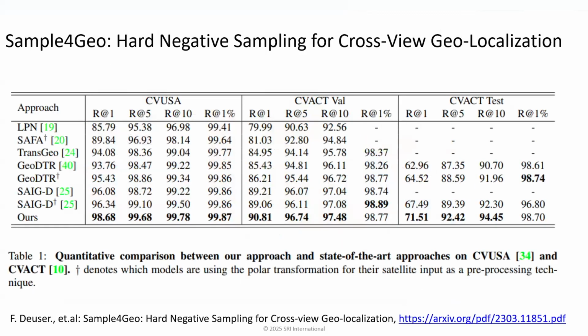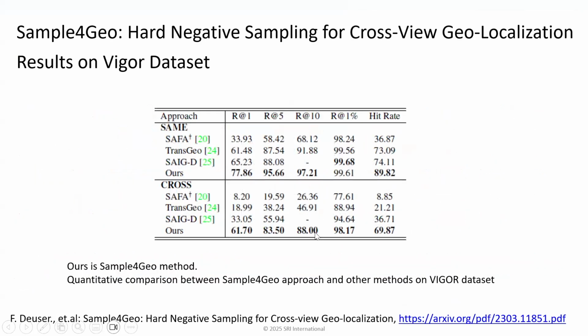And they were able to get a big jump in performance. So for CVUSA, they jumped up to 98.68, so much higher than the previous techniques, which are like 94, 95. And even for CVACT, they jumped up. And similarly, on the VIGOR data set, they also jumped quite high. Even for cross-area, the performance jumped quite high, if you remember from the VIGOR data sets. So this was a very nice method, which really advanced the field.